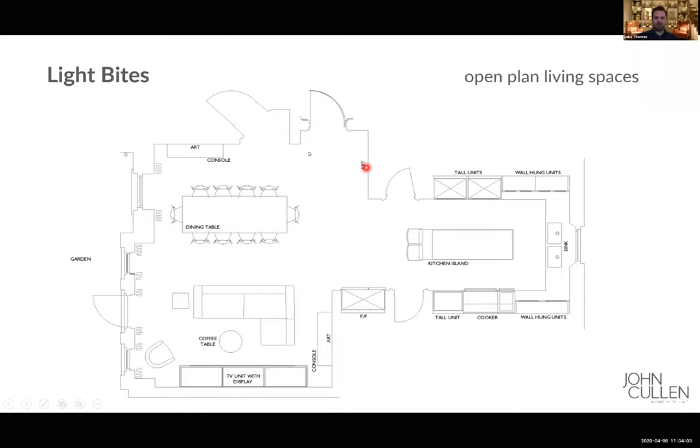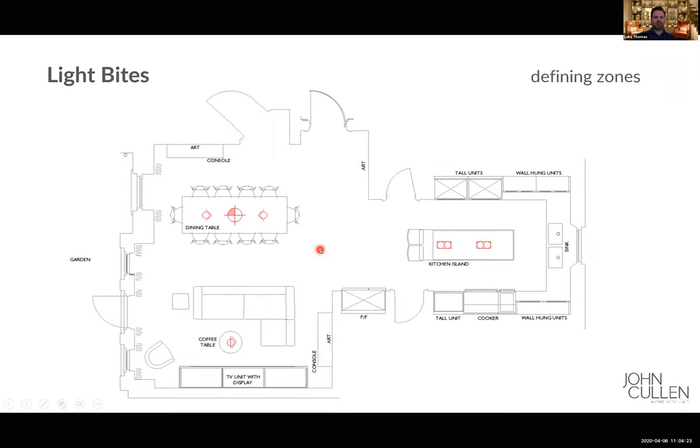Some things we'll have to make assumptions on. So obviously you've got the dining table here, coffee table and sofa. You've got a TV unit, which will be used for displaying different items. You've got a couple of console tables, one over here and one here. And then I've also marked on where we might have artwork on the walls. And then in the kitchen here, you've got some tall units. You've got wall hung units, obviously the sink area, and the kitchen island in the middle. And outside of this space, you've got the garden. So these windows here look out onto that outside space.